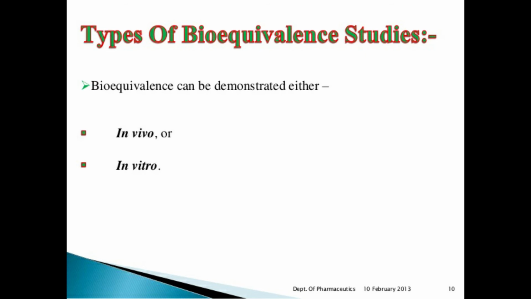In vivo bioequivalence studies are conducted in the usual manner as discussed for bioavailability studies, that are the pharmacokinetic and the pharmacodynamic methods. First one, pharmacokinetic methods. In these pharmacokinetic methods, we study plasma level time studies, and second one is urinary excretion studies. And pharmacodynamic methods involve acute pharmacological response, and second one is therapeutic response. These are mainly the in vivo bioequivalence studies.